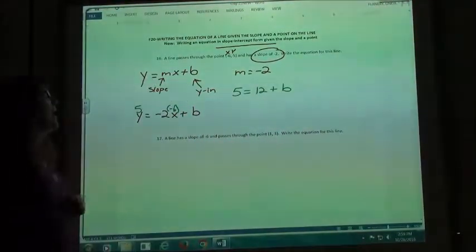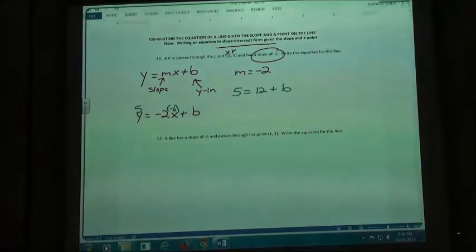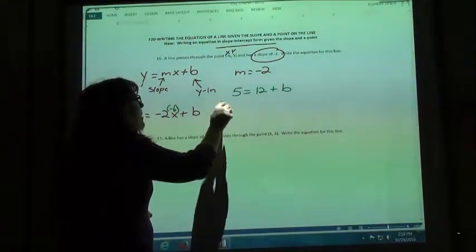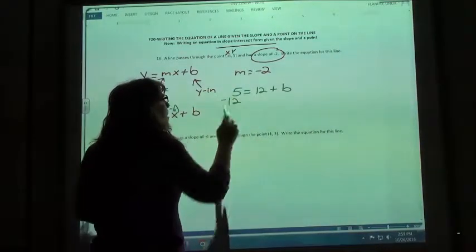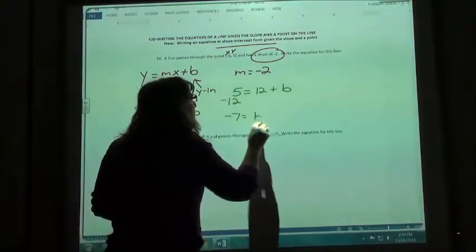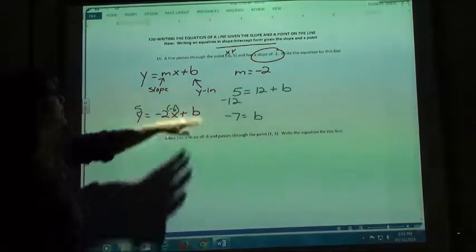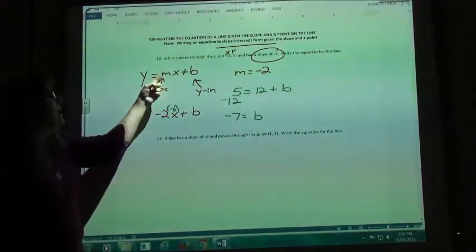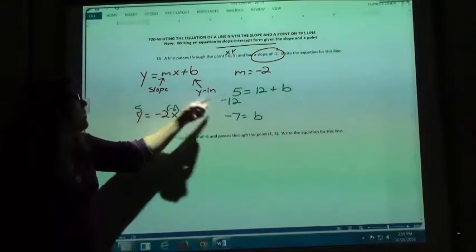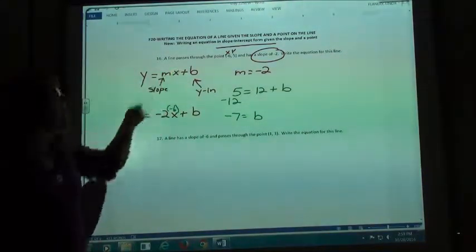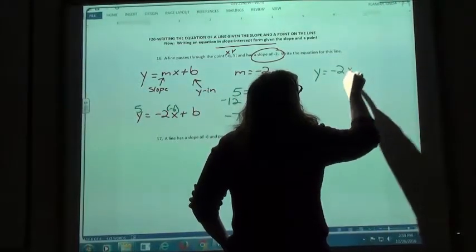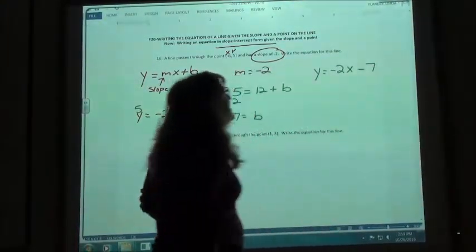And then now I can have an equation where I can solve that for b. So if I want to solve this for b, all I need to do is subtract my 12. 5 minus 12 would be negative 7 for my b value. So now I'm going to write the equation of my line, putting negative 2 in for my slope, putting the minus 7 in for my y-intercept. So y is going to equal negative 2x minus 7.